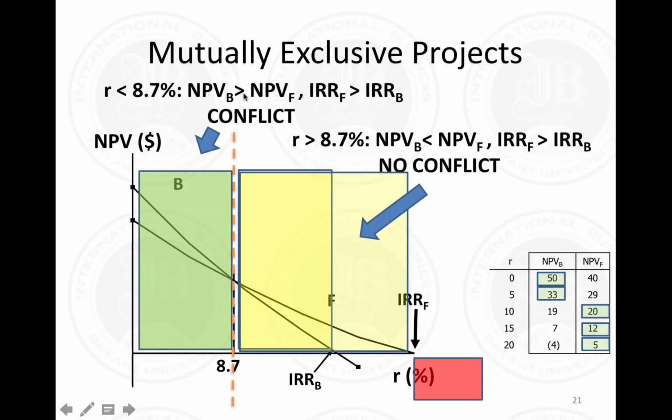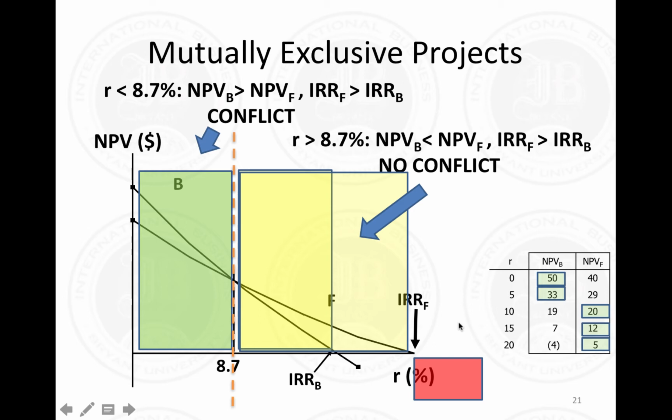When we have mutually exclusive projects, the same chart becomes a lot more complicated. Well, not really more complicated, but we have this line here, this break point, which in this case is about 8.7%. If the projects are on this side, on low rates of return, there's a conflict because project B is better than project F in terms of NPV, but on the other side, project F is better than project B in terms of NPV, which is what we charted here.